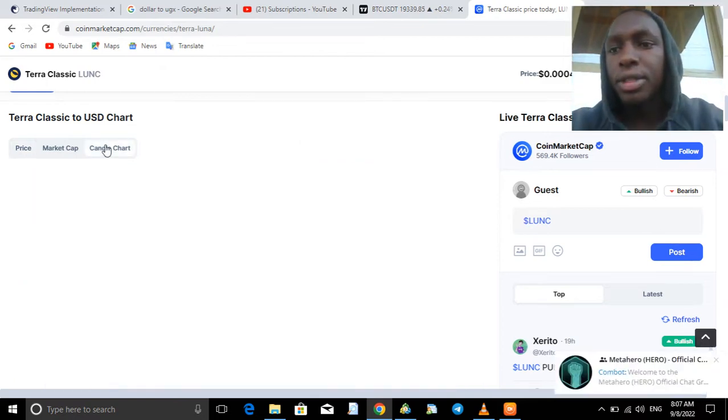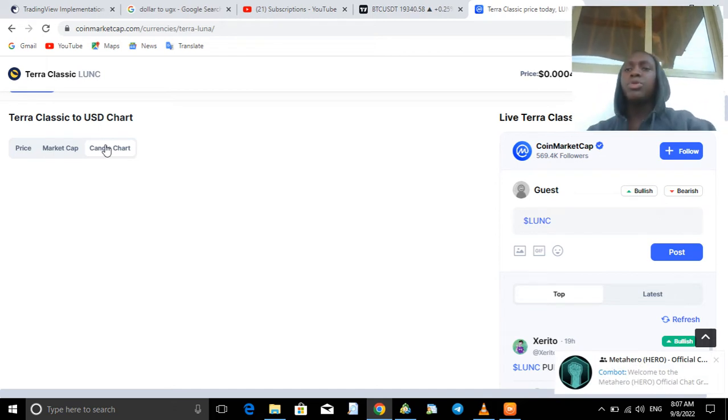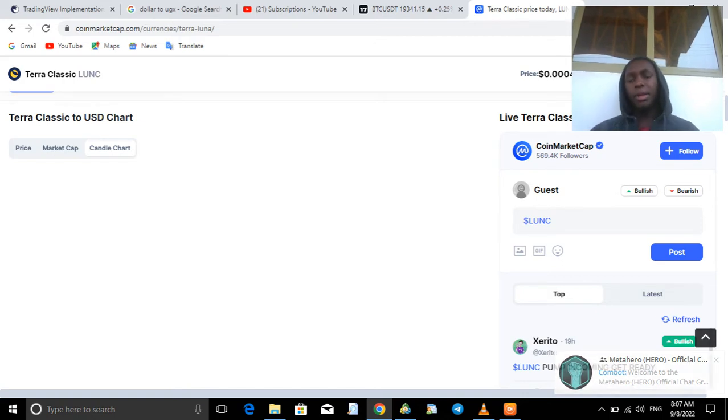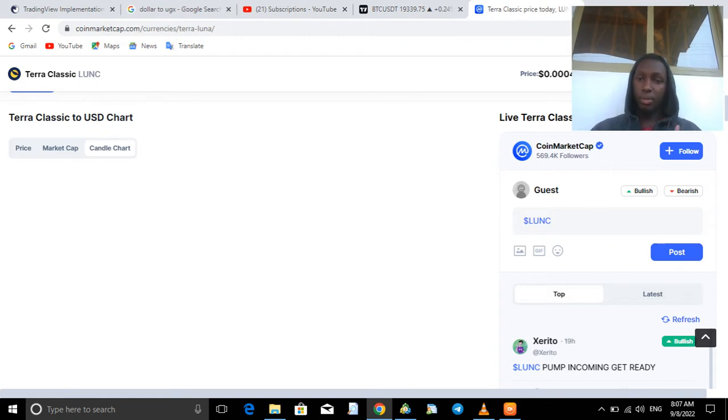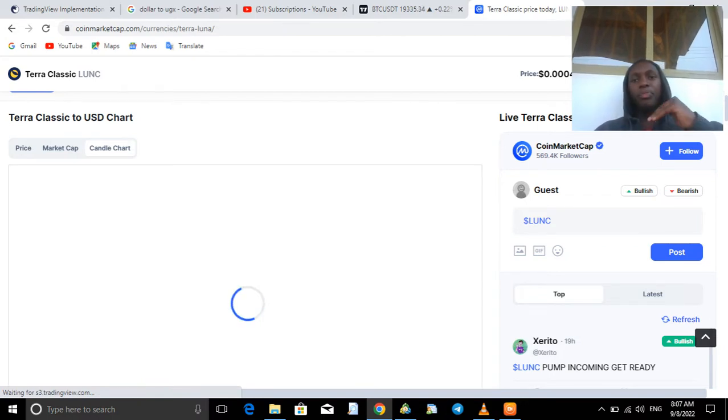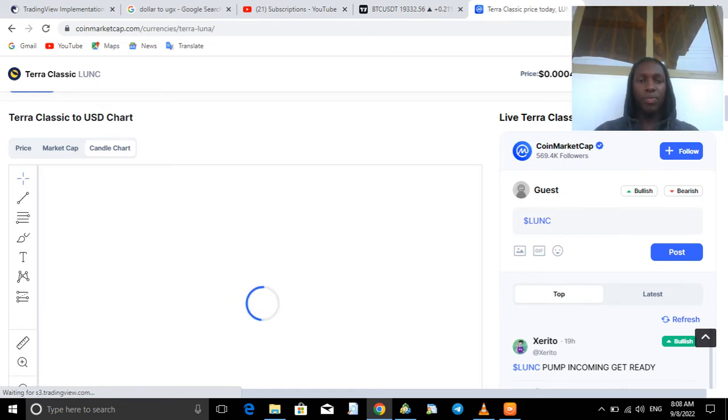At the moment you can see Terra Classic is at a price of 0.0049. So it has already moved 500 sats, that is like 500%. You see guys, Terra Classic has already moved 500%. That means it is remaining with 500% to remove the third zero.